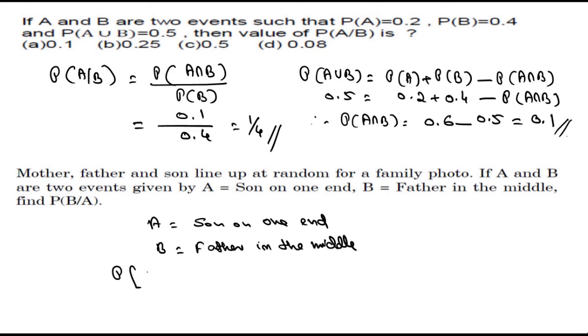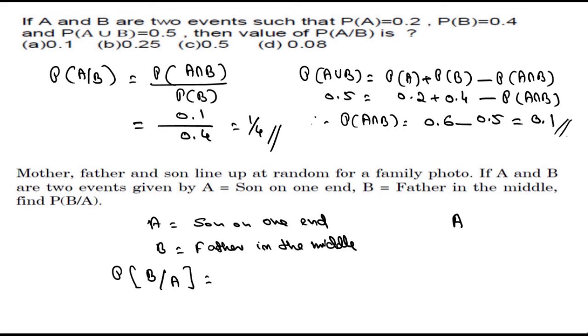You want to find out the probability of B given A. Now see here, if A and B are two events, A is son on one end and father in the middle, find the probability of B given A. That means if the son is on one end, then what is the probability of getting the father in the middle?